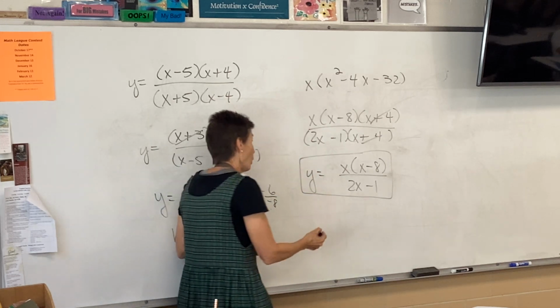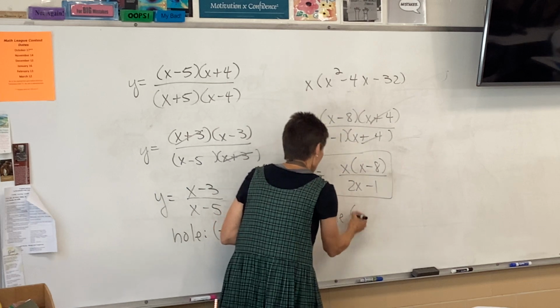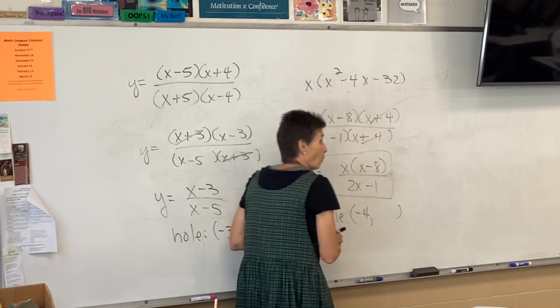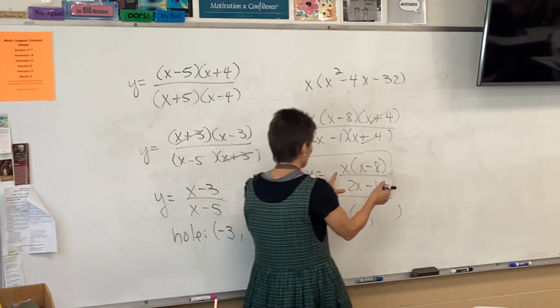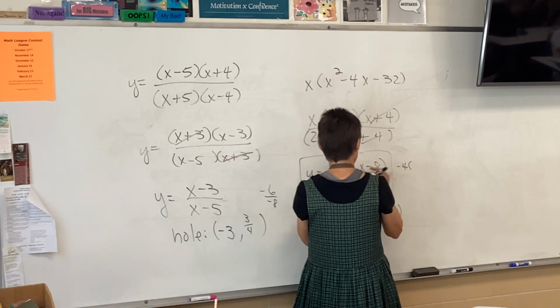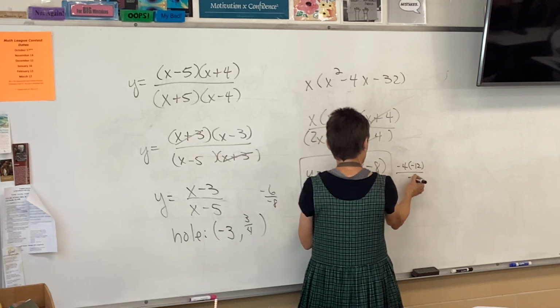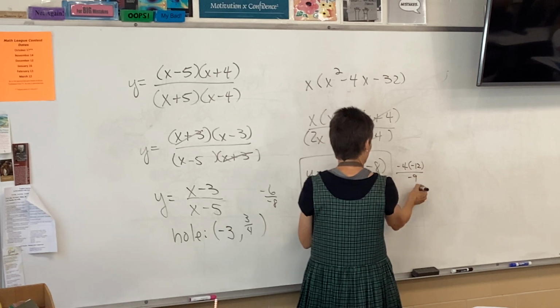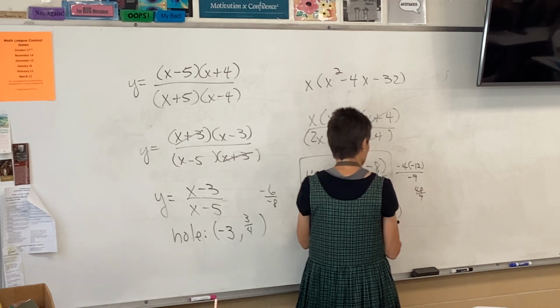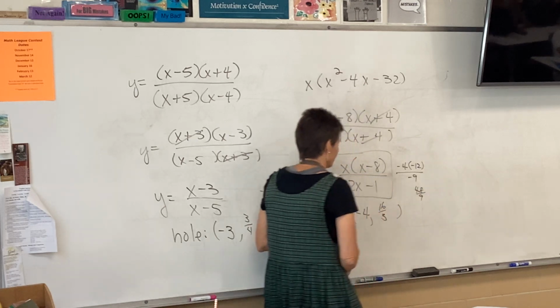All right, we also have a hole. Where's that hole going to be? -4, and -4 something. So let's put that in here. So -4, -12. Did you get 48/9 or 16/3?